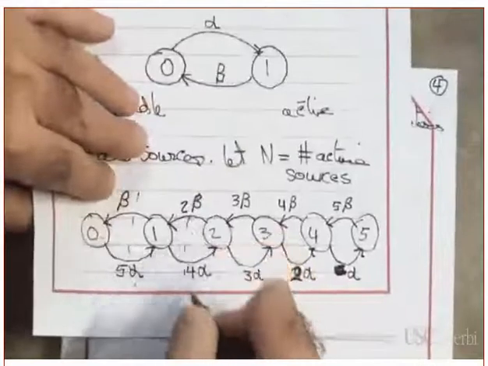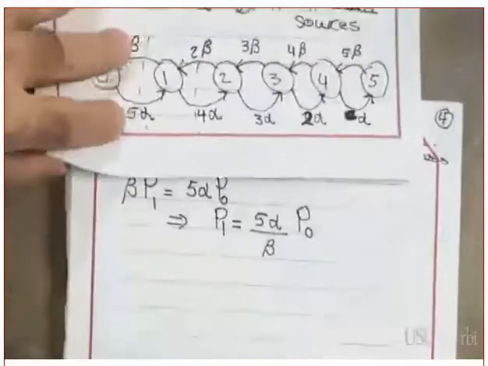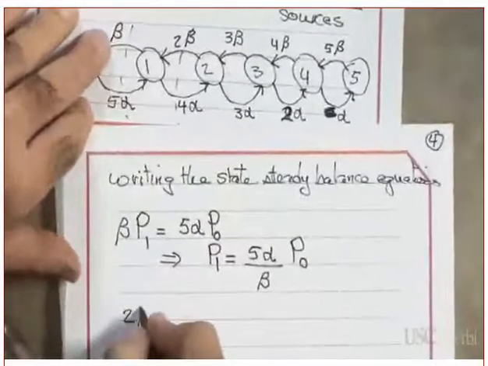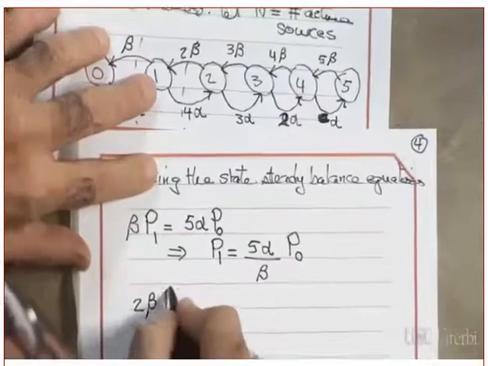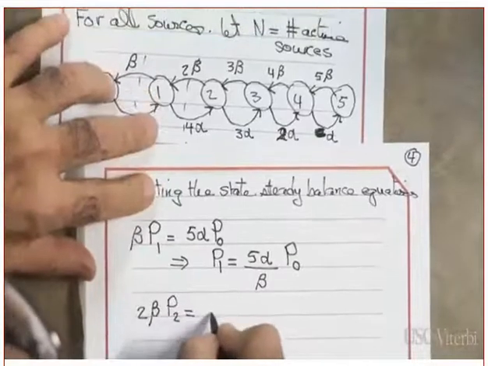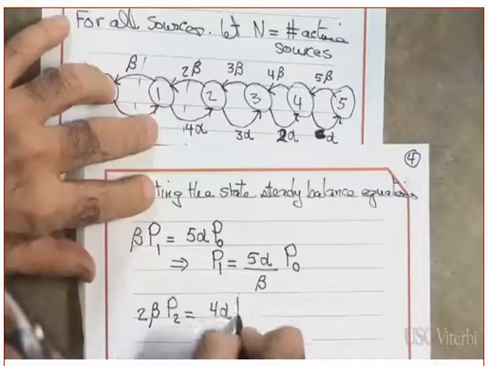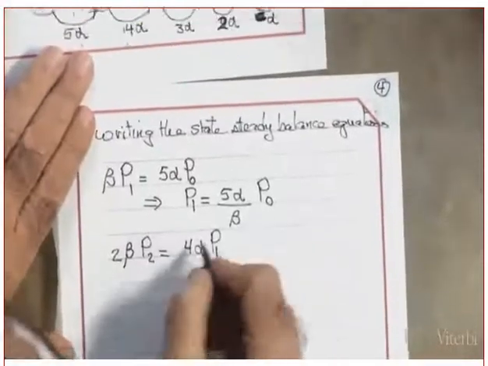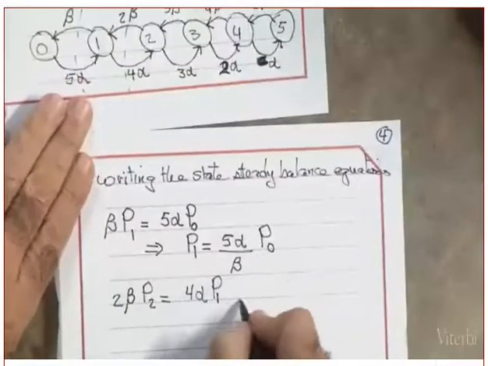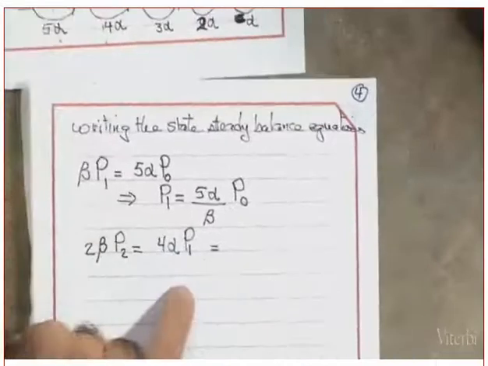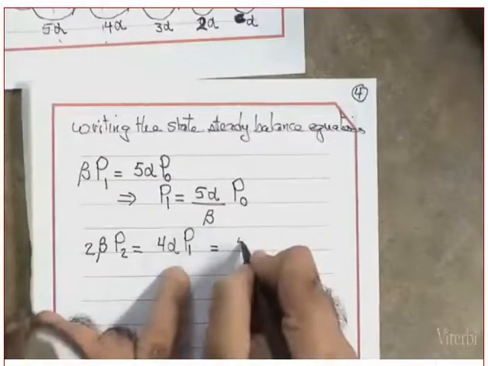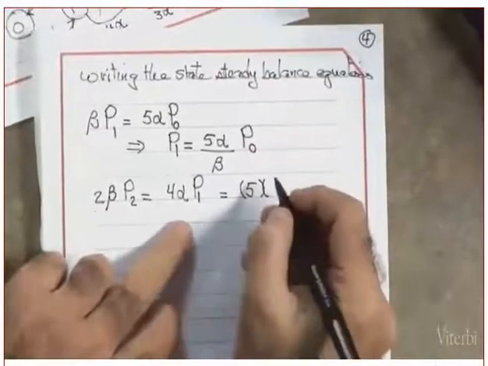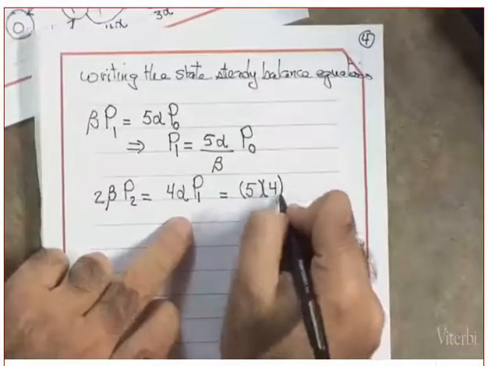Let's look at this boundary. What do I have? Give it to me. 2 beta times P2 is equal to 4 alpha times P1. Did you get it? Okay. Which means I want to write everything in terms of P0. P1 is 5 alpha over beta, so it's 5 times what? 4 times what?